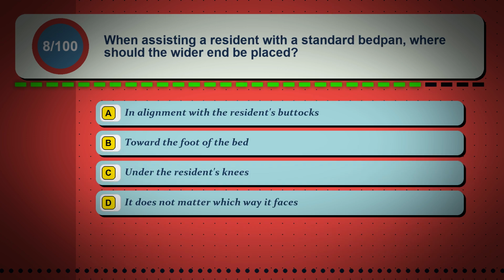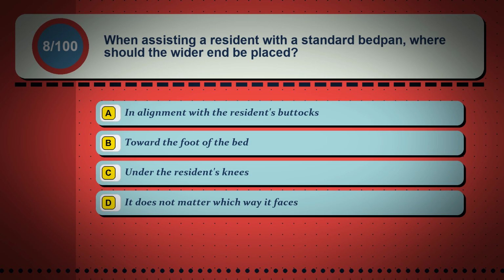Question 8. When assisting a resident with a standard bedpan, where should the wider end be placed? Option A. In alignment with the resident's buttocks. Option B. Toward the foot of the bed. Option C. Under the resident's knees. Option D. It does not matter which way it faces.